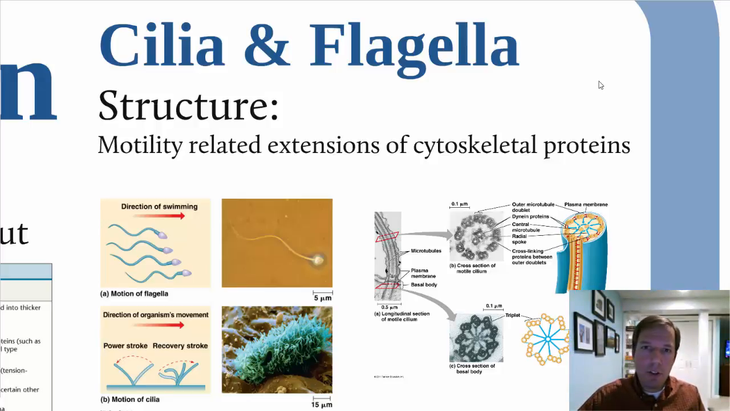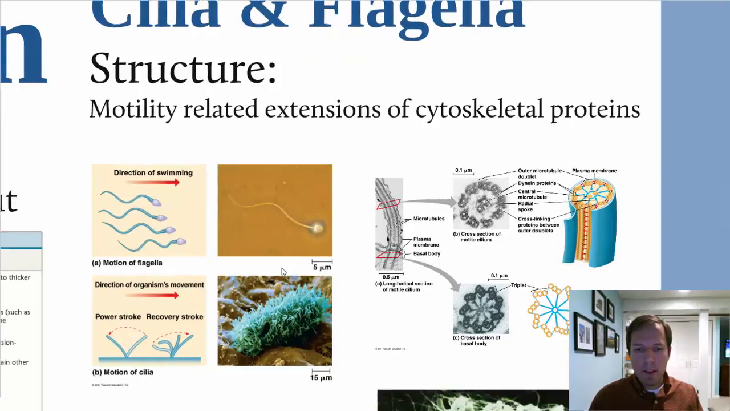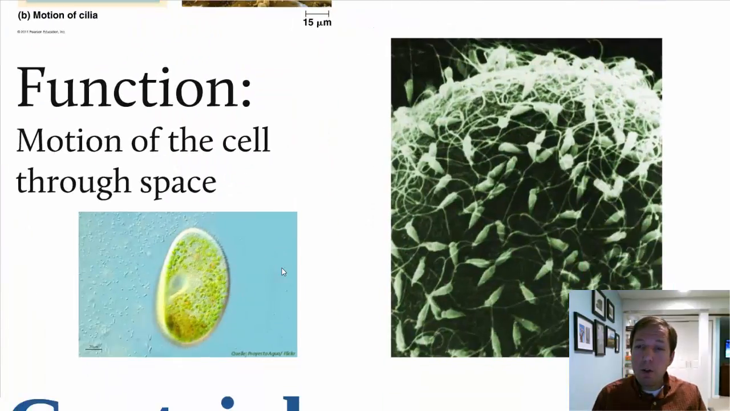These are more specialized structures that are mostly useful for motility. They're made up of the same groups of proteins, and as you can see in the example here with sperm cells, they're going to be what allows the cell to be able to move. It's the back and forth motion of the proteins within that flagella structure that allows the sperm to swim through the reproductive tract towards the egg. So the function here is motion through space.